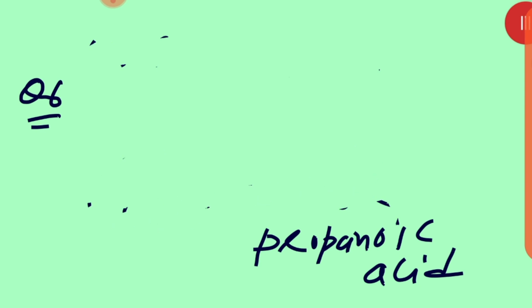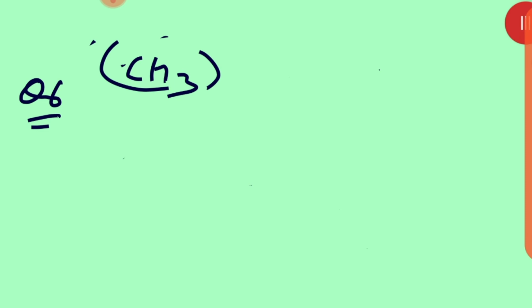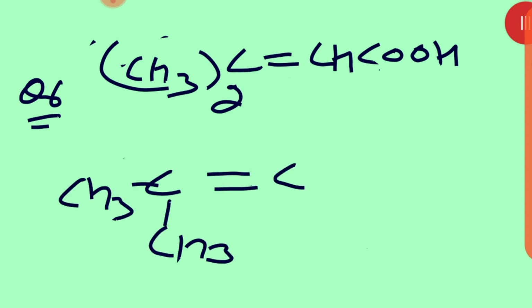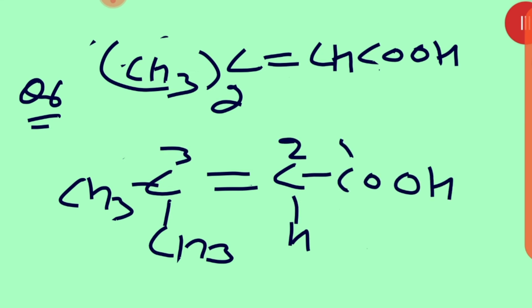They are giving you CH3 twice. Then after that you must see CH3 twice, C double bond CH, COOH. Now in this case, how do we write this first? CH3 double bond, COOH, 1 2 3 4.